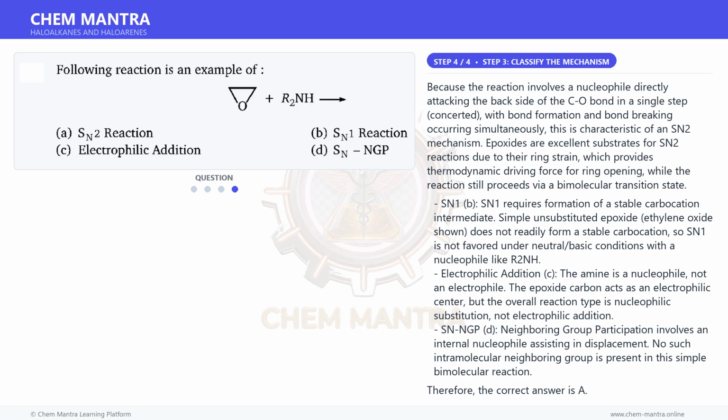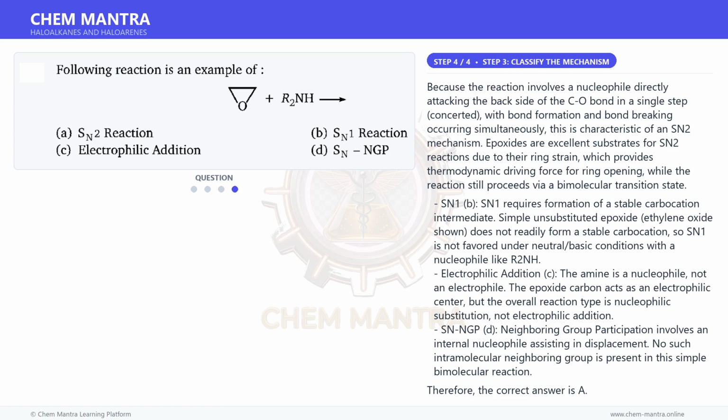And for the final step, because the reaction involves a nucleophile directly attacking the back side of the C-O bond in a single, concerted step, with bond formation and bond breaking occurring simultaneously, this is characteristic of an SN2 mechanism. Epoxides are excellent substrates for SN2 reactions due to their ring strain, which provides thermodynamic driving force for ring opening, while the reaction still proceeds via a bimolecular transition state.